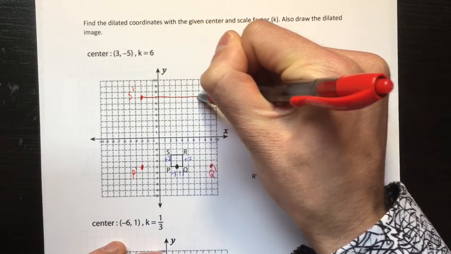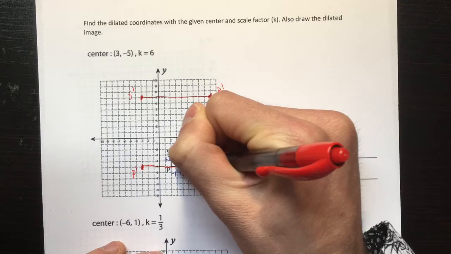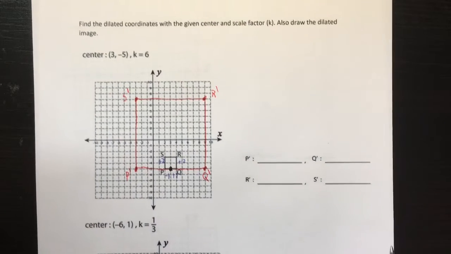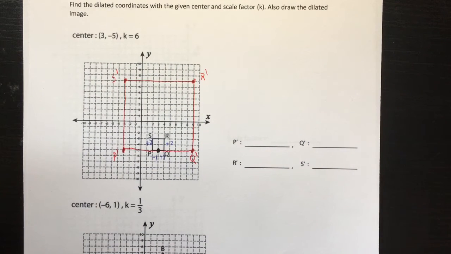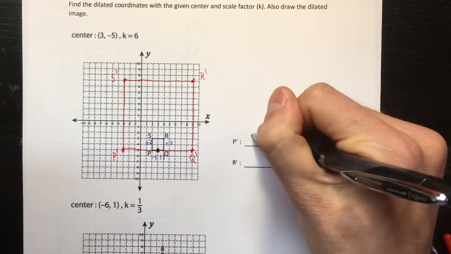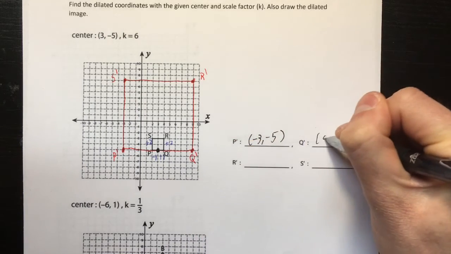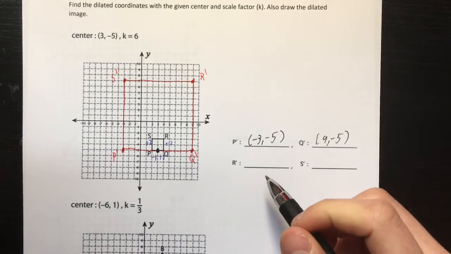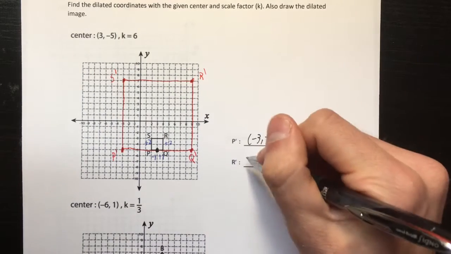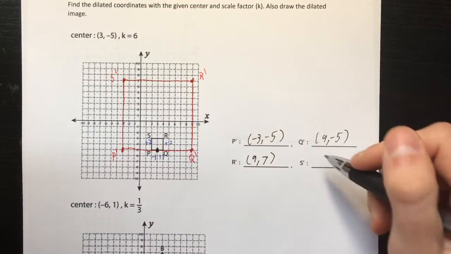Now that we have all the points, we can just connect the dots. And there we have our image. Now we just have to fill in what the points are. So point P prime is going to be at -3, -5. Q prime is going to be at 9, -5. R prime is going to be at 9, 7. And then S prime is going to be at -3, 7.